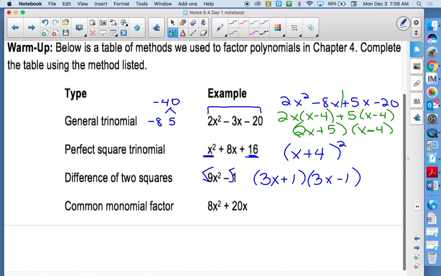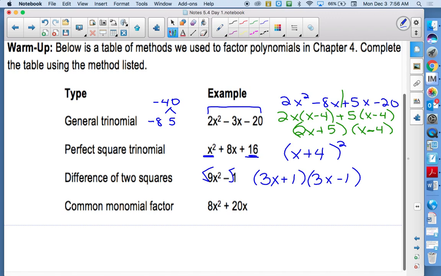Excellent. Nice. So you take the square root of the first and the second number. The square root of 9x squared is 3x. The square root of 1 is 1. And then you have a plus and a minus. And that's how you eliminate this middle number that was above, because we don't have a middle number there. So a plus times a minus is how we kind of eliminate that, because they end up canceling.